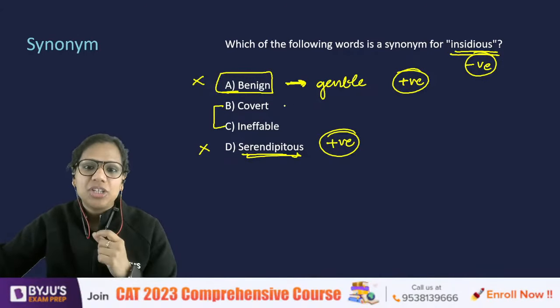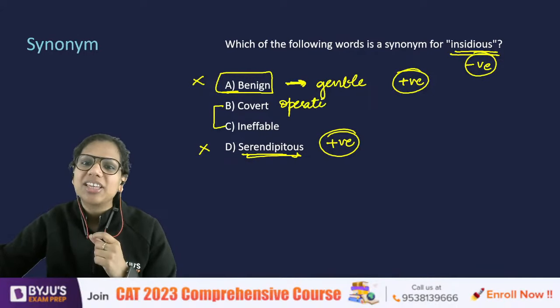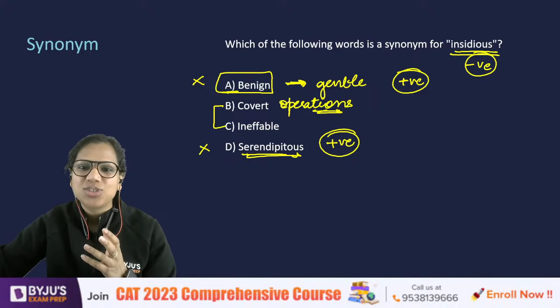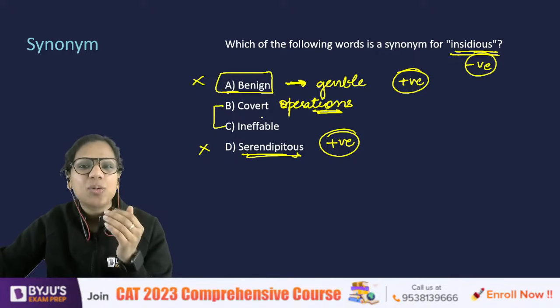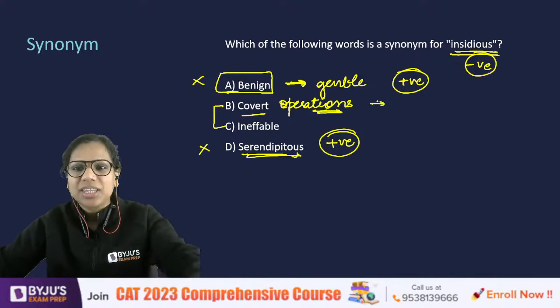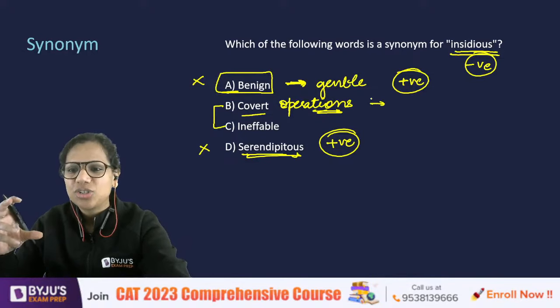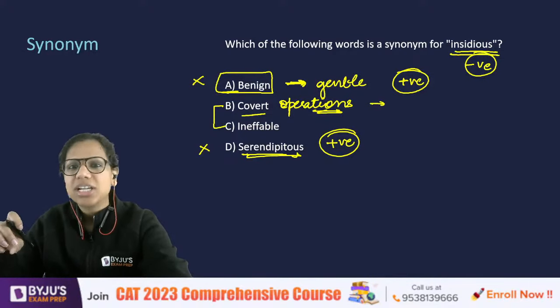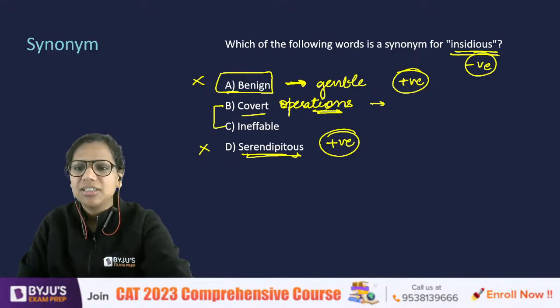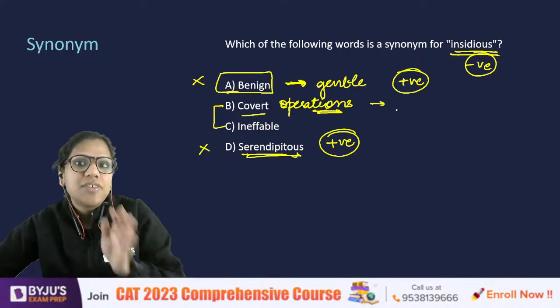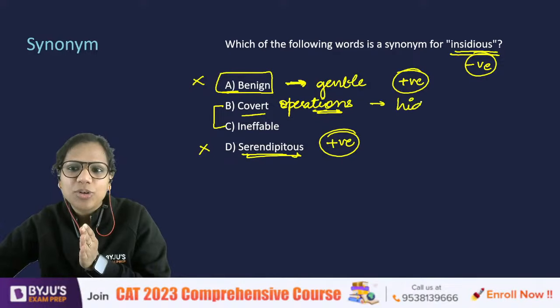Covert operations. In case you watch any series where there are police officers or intelligence agencies carrying out covert operations, you would know the meaning of covert. What kind of operations are they? Serendipity simply means a fortunate accident, some good thing that happens to you by luck. So these are hidden operations, very stealthy operations. Nobody knows about them, right? Hidden, stealthy.